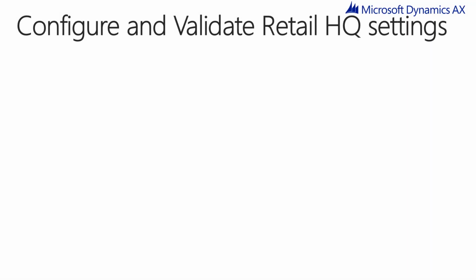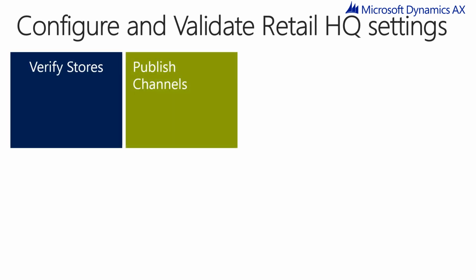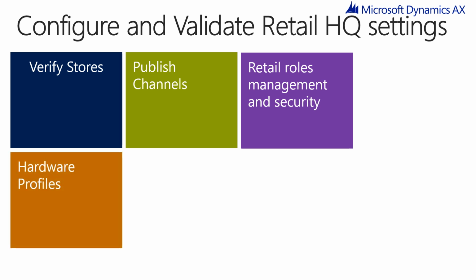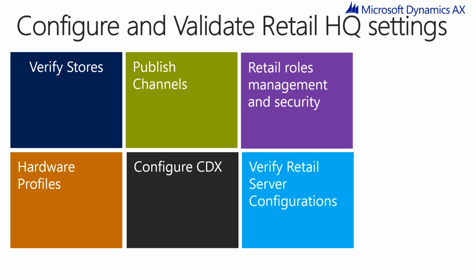Configure and validate retail headquarters settings. Here are the steps involved in configuring and validating retail headquarters settings. Verify stores, publish channels, retail roles management and security, hardware profiles, configure commerce data exchange, verify retail server configurations. We will discuss each of these in detail in the demo.